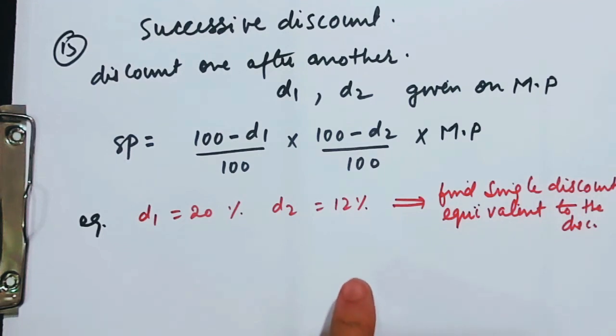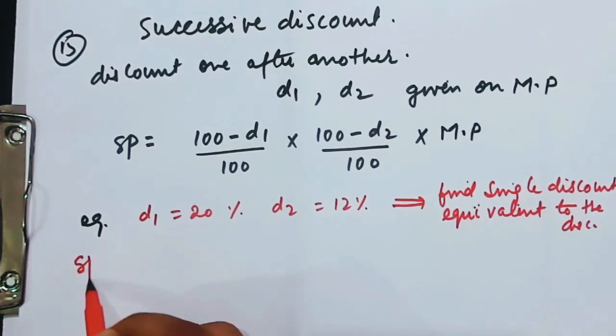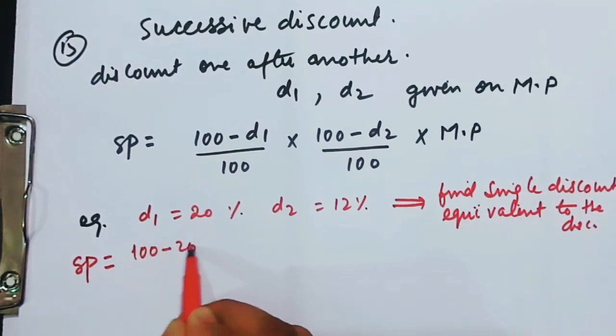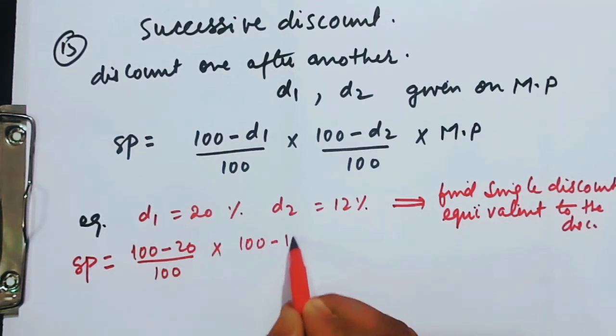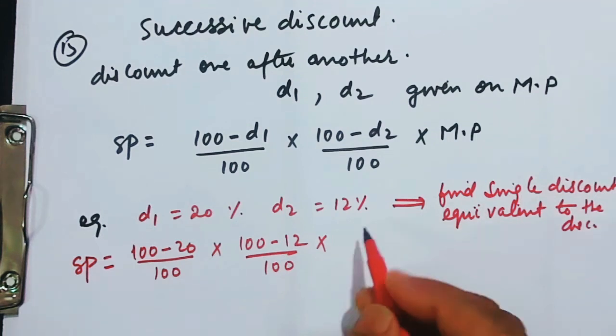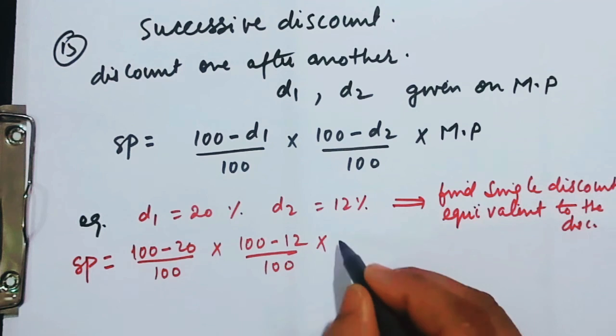If the shopkeeper, instead of giving 2 discounts, had to give 1 discount only, then what would be its value? As I said, when 2 discounts are given, you can directly find the final selling price. Final selling price equals (100 minus 20) by 100 into (100 minus 12) by 100 into marked price. Here marked price is not given, so we will take the marked price as 100.